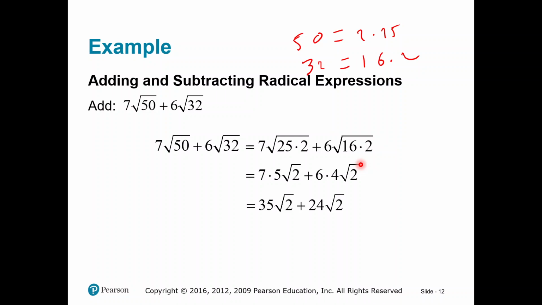Next, let's multiply the 5 times 7 and the 4 times 6. So we have 35 square root of 2 plus 24 square root of 2. And now they do have the same index and the same radicand. And so now we have like radicals. Then we can add them. So 35 plus 24 is 59. And so the answer is then 59 square root of 2.